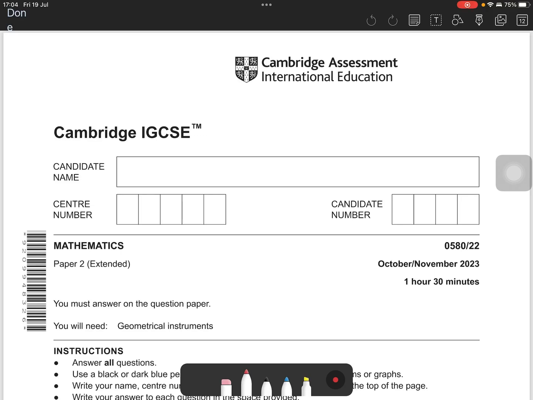Hi everyone, today I will solve the questions in the past paper IGCSE Mathematics 0580 in October-November 2023, and this is question paper 22.